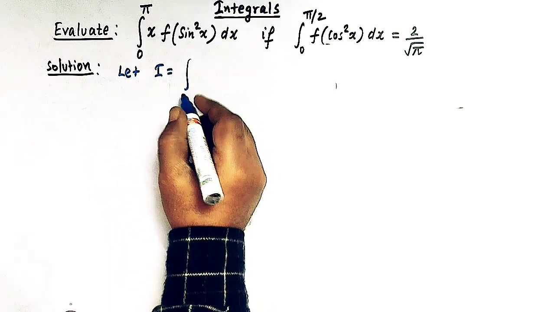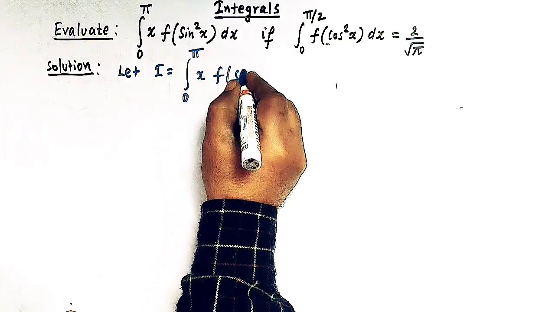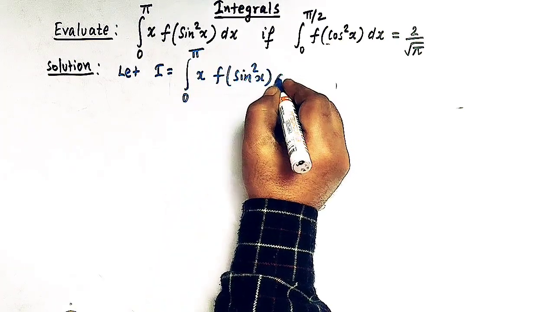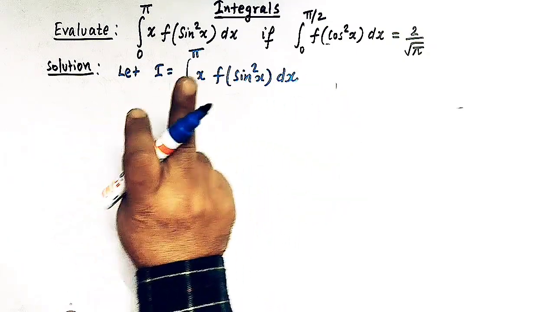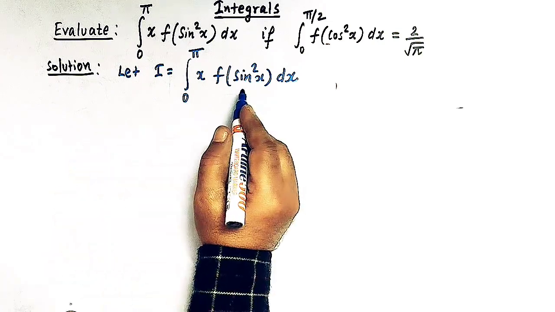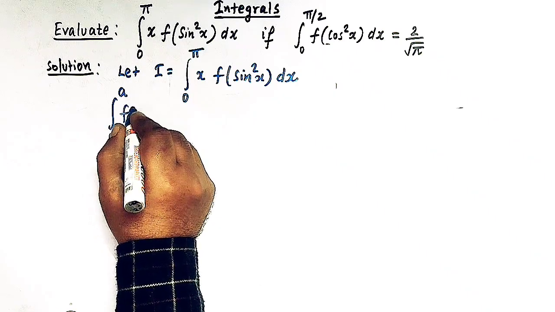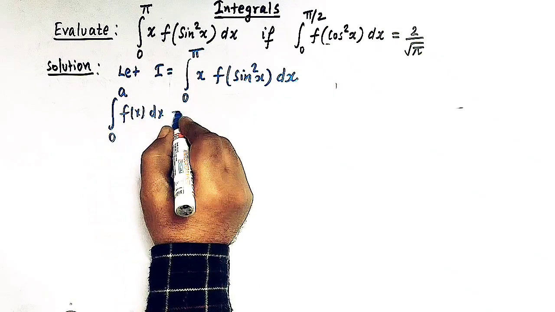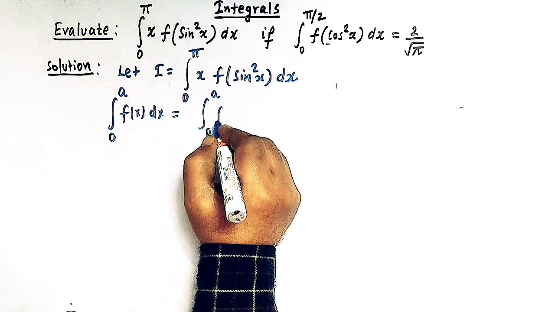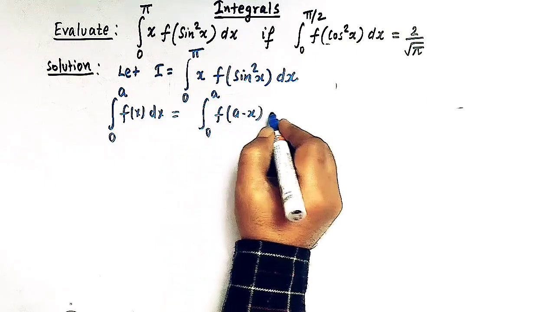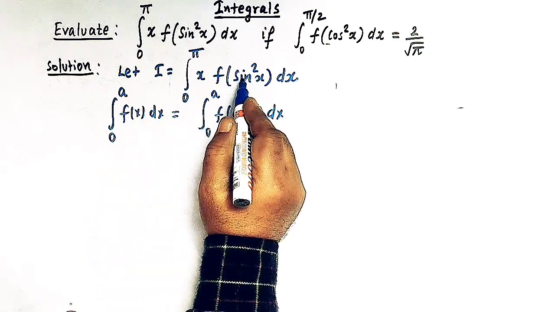So I is equal to 0 to pi, and we have x times f of sine square x and dx. Now let us make use of the property of definite integrals, which goes like this. If we have the integral 0 to a and f of x dx, then the value of this integral is equal to 0 to a and f of a minus x dx, right? So let us apply this property to this integral.